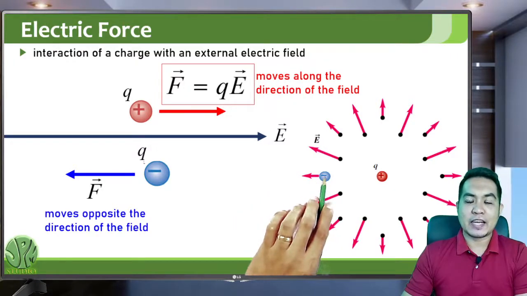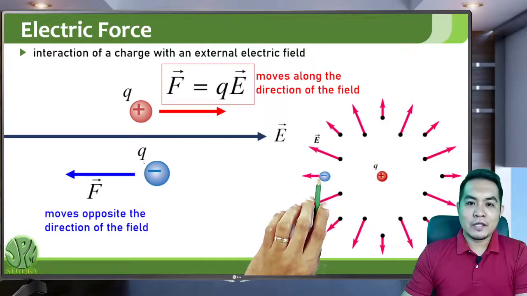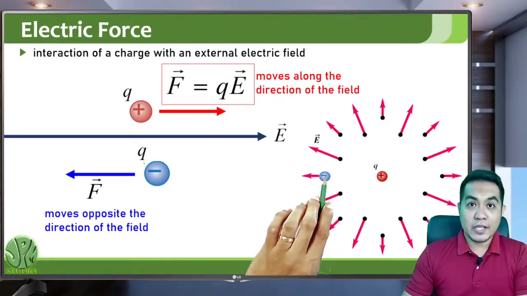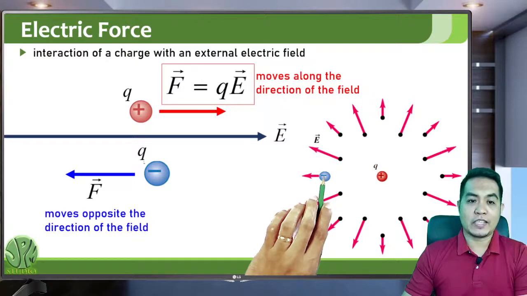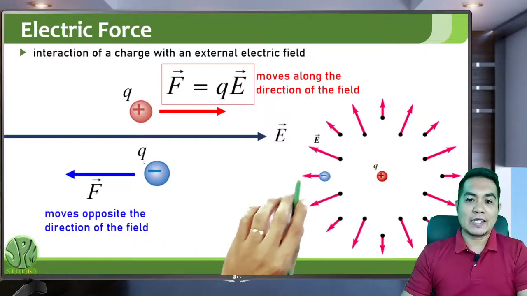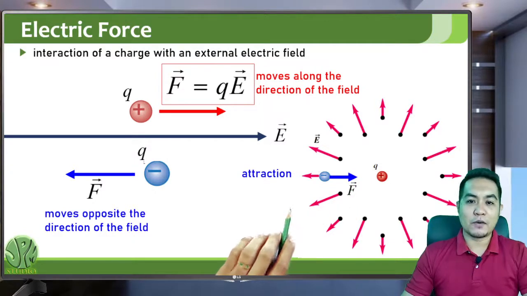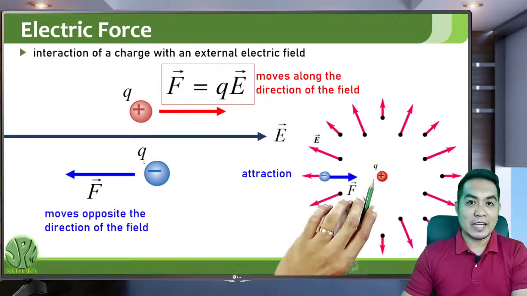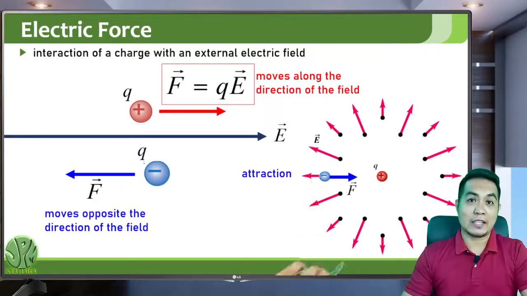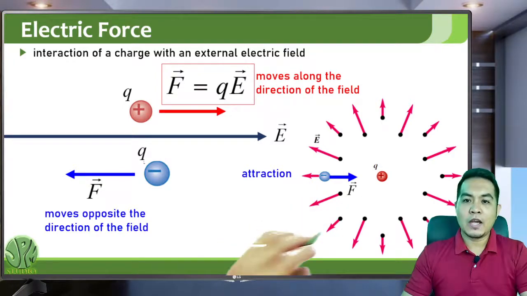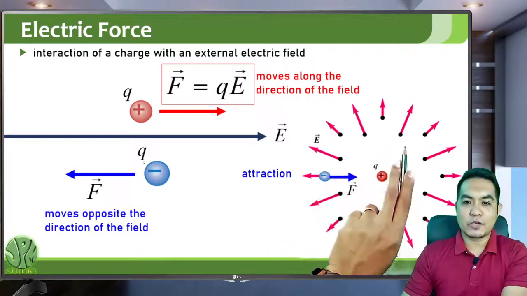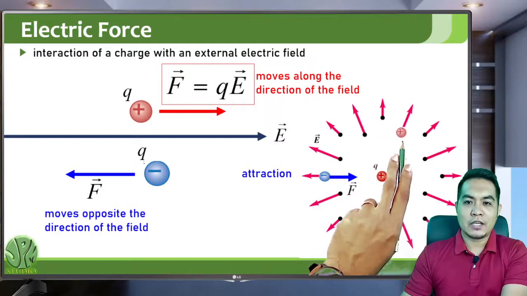Now, if we place a negative charge there, then the field at that point will exert a force on this negative charge. And since negative charges move opposite in the direction of the field, the force will be in the opposite direction. And this is the reason for the attraction between unlike charges, between a positive and a negative charge. Now, how about I place another positive charge at this point?